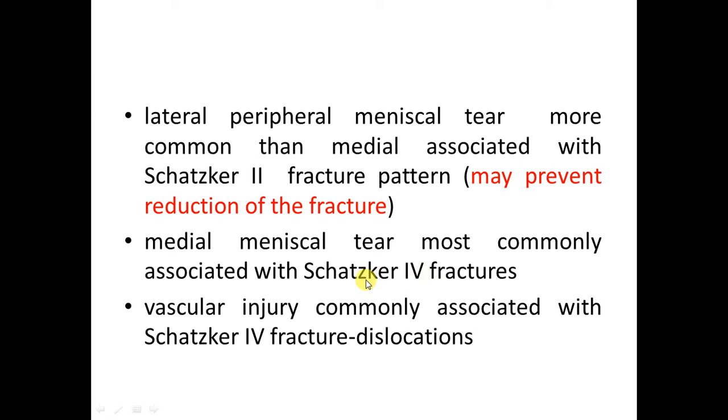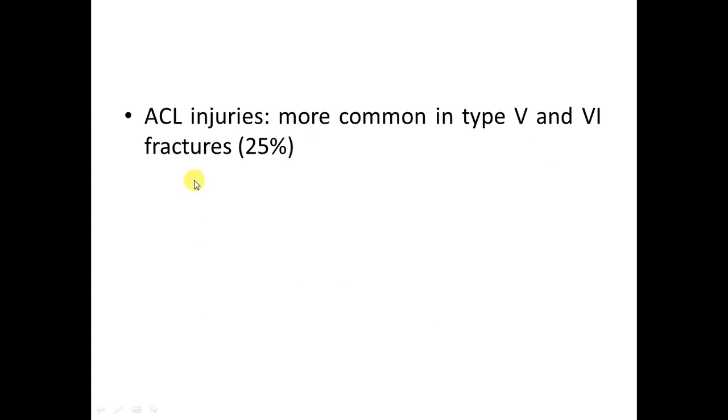Of course, if you have Schatzker 4, as we will see later, which is a fracture and maybe fracture dislocation of the medial tibial plateau, the medial meniscus will be injured. Again, 4 could be a fracture dislocation, so suspect vascular injury. ACL injury is usually with the higher degrees of tibial plateau fracture.